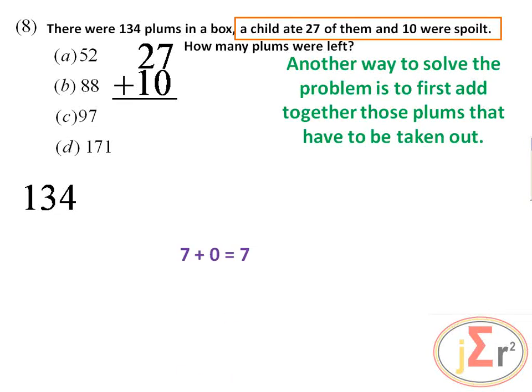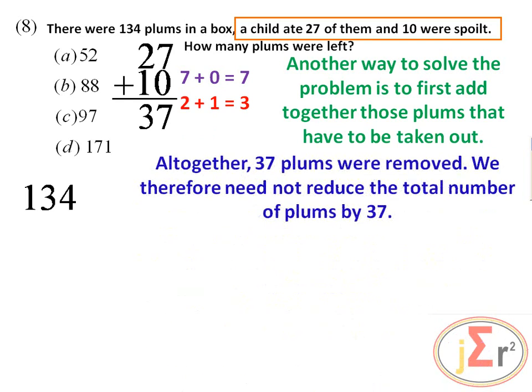So 7 plus 0, according to Jerry, Jerry is right, is equal to 7. And 2 plus 1 is equal to 3. Altogether, 37 plums were removed. We therefore need to reduce the total number of plums by 37. So we will reduce the total number of plums by 37.